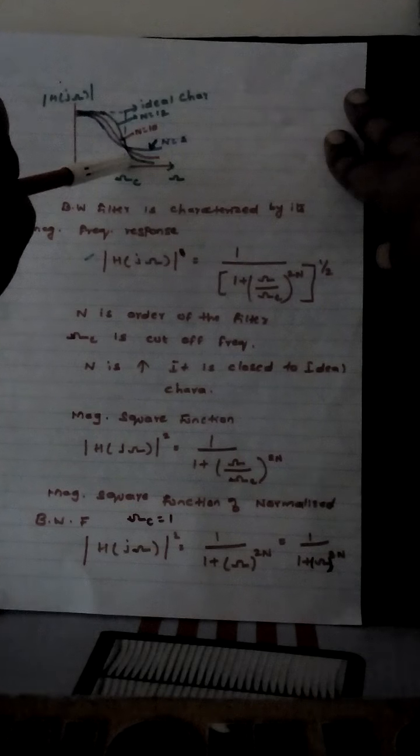This is your Butterworth characteristics curve. This is the ideal characteristic for the low pass filter. Up to the cutoff frequency it passes all the frequencies, and after the cutoff frequency it stops them. This is the ideal characteristic. We cannot achieve this infinite slope in the practical case, so we approximate, and we get a curve like this. This is your Butterworth curve.